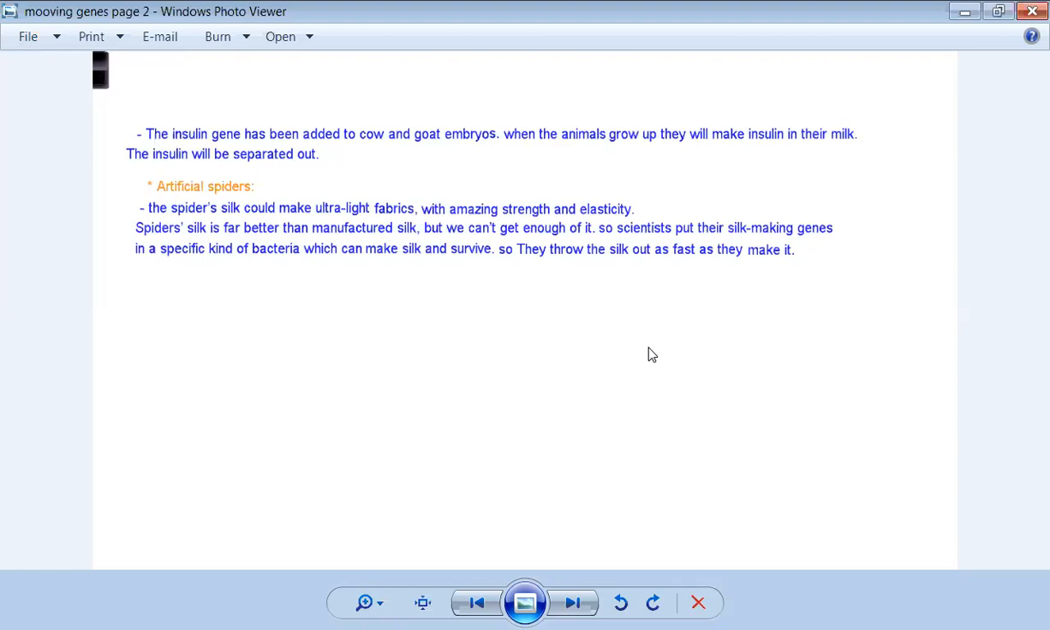The problem is, not all bacteria can hold this gene, because it's like a poison for them. They can get poisoned and be killed or destroyed by this gene. So we have a specific kind of bacteria that can hold the spider silk making gene. It's called Salmonella. This Salmonella can hold it and make it, and it can survive also.